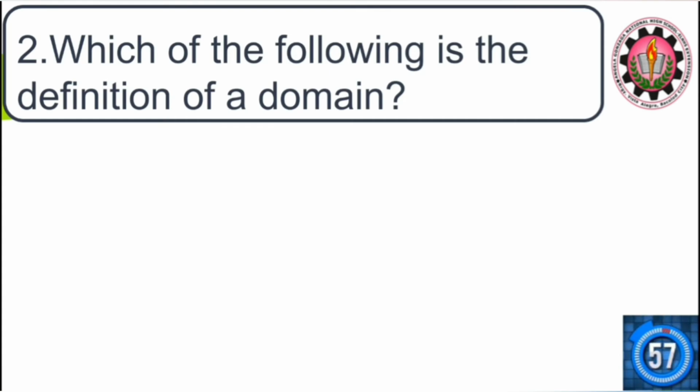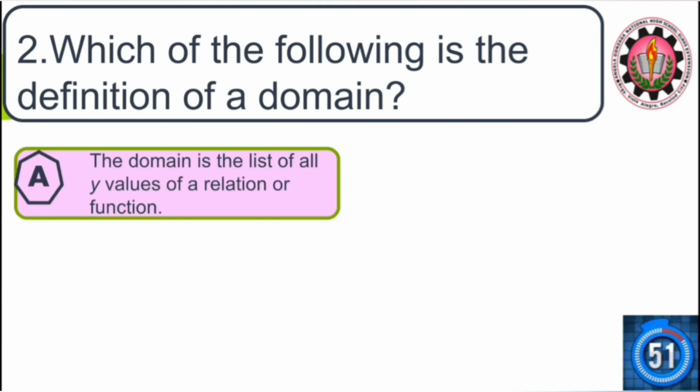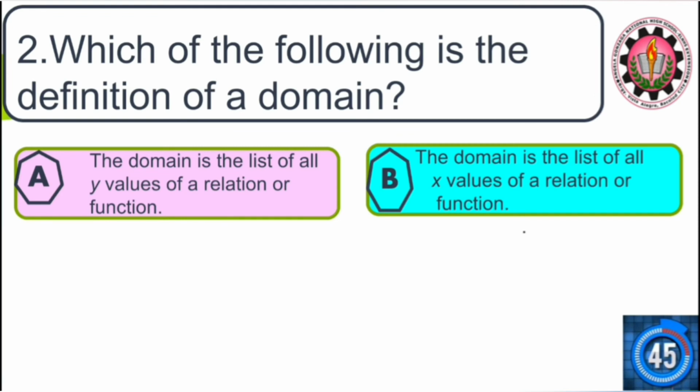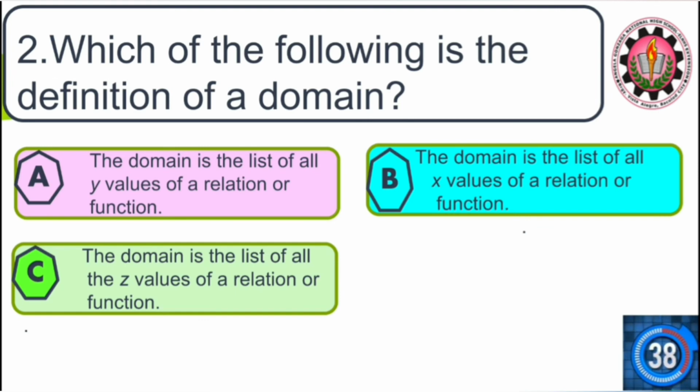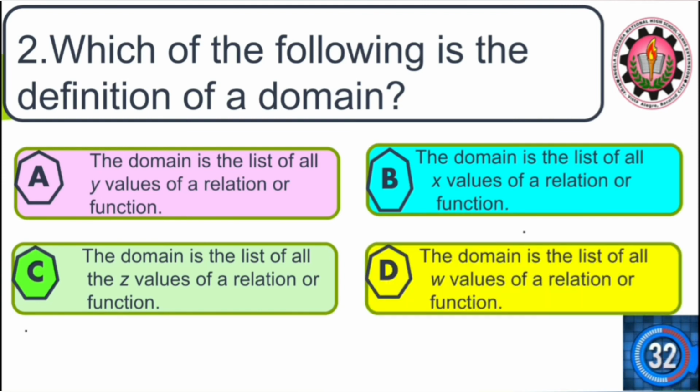Number 2. Which of the following is the definition of a domain? A, the domain is the list of all y values of a relation or a function. B, the domain is the list of all x values of a relation or function. C, the domain is the list of all the z values of a relation or function. And D, the domain is the list of all w values of a relation or function.